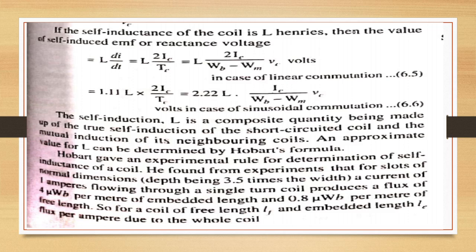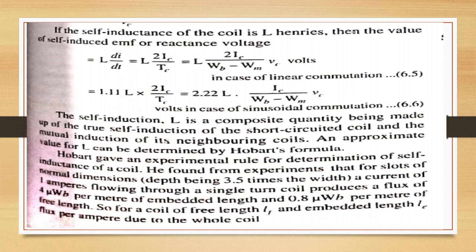Self-induction L is a composite quantity being made up of true self-induction of the short-circuited coil and mutual induction of its neighboring coils. Approximate value for L can be determined by Hobart's formula. Hobart gave an experimental rule for determination of self-inductance of a coil. He found from experiments that for slots of normal dimensions, current of I amperes flowing through a single turn coil will produce a flux of 4 microweber per meter of embedded length and 0.8 microweber per meter of free length.